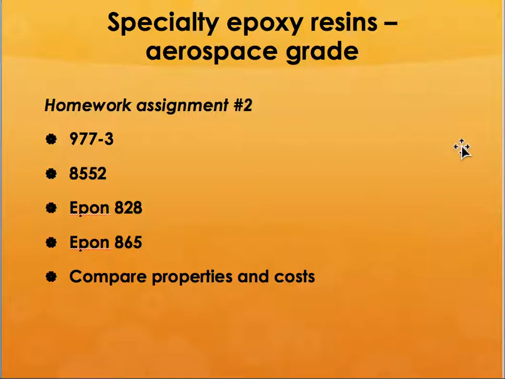So I would like you to do a simple homework assignment, and I want you to look at some of the standard epoxy resins. These are some of the common ones: 977-3, which is the aerospace grade. 8552 is also an aerospace grade, but it is less expensive compared to 977-3. Then you have EPON 828, EPON 865, and I would like you to compare properties and costs.